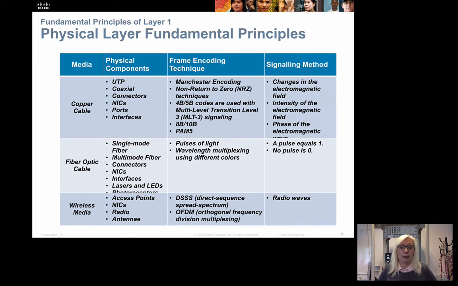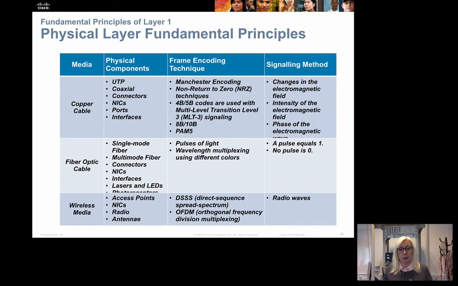It could also be an encoding called non-return to 0, which is just different in the voltages. One voltage is 0 and another one is 1. And there are other types as well. On Ethernet, where we are using these cables, it's typically Manchester encoding.